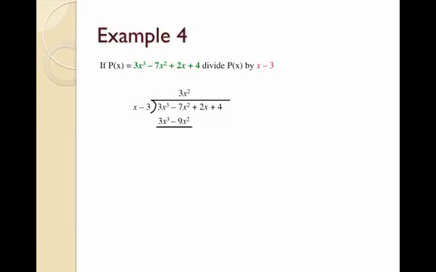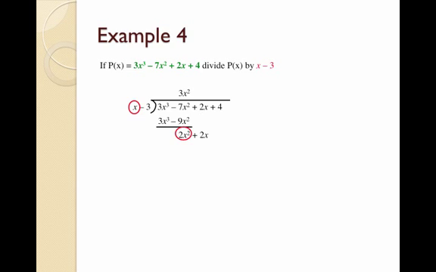Now it's time to subtract. Now when we subtract the 3x cubes, they go away. Now here's an important tip. When we subtract minus 7x squared minus minus 9x squared, it becomes an addition. So that subtraction of the x squareds becomes 2x squared. We then bring down the next term, plus 2x, and we repeat the process.